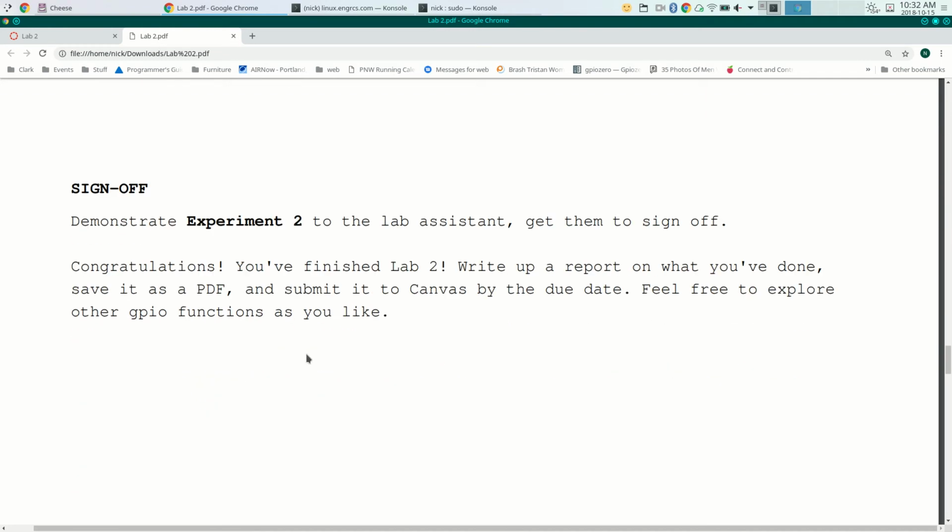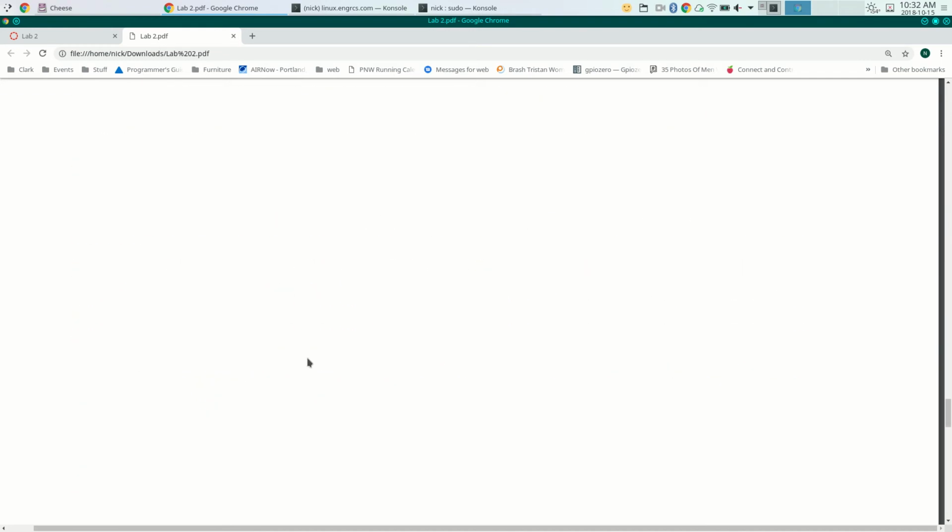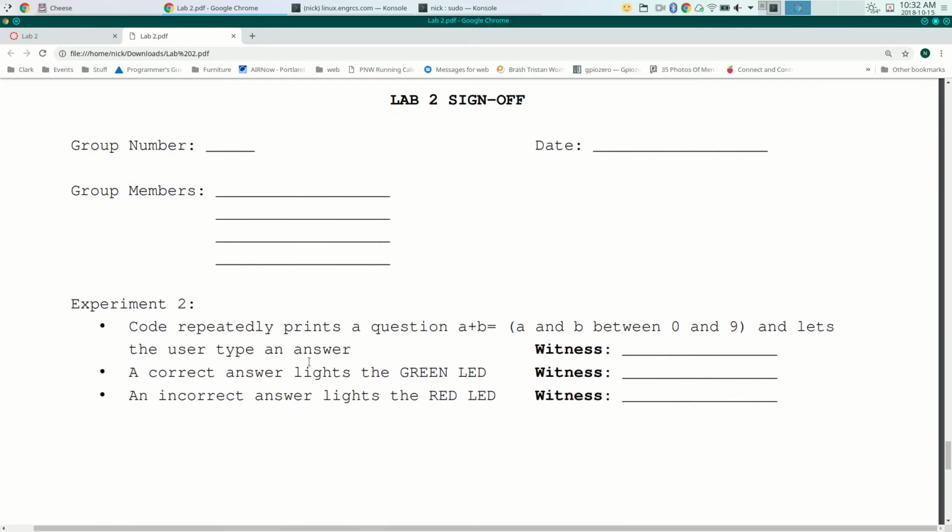All right, and then once that's working, go ahead and get a signature. So there's a sheet here you can print out and get somebody to sign these 3 observations. So first, each time that you get a question, it's saying A plus B equals some number, and it lets the user type an answer, right? And then if the answer is correct, the green LED turns on. If it's incorrect, the red LED turns on. So you just want to demonstrate this to someone, show them a few cases of each, get a signature, initials next to witness, date it, put your group members, and you're good to go.